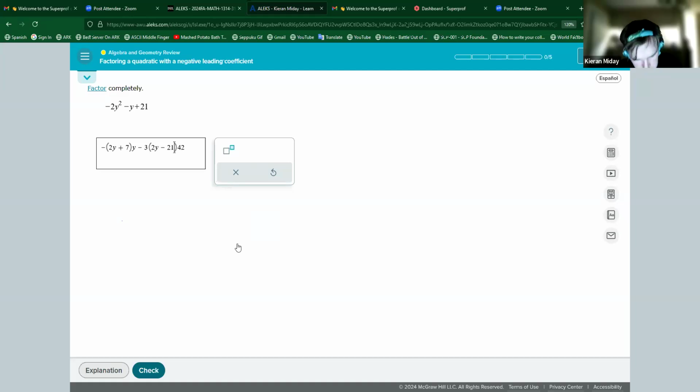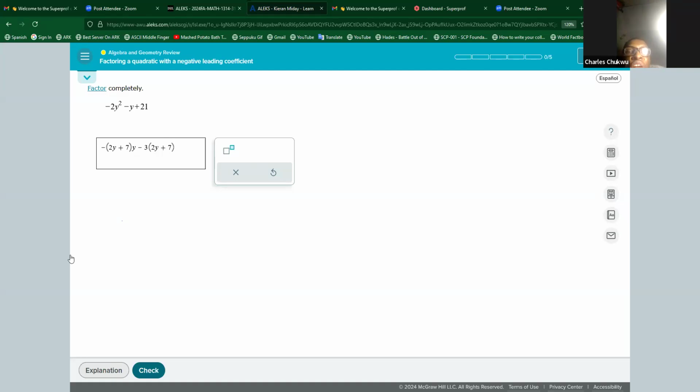And take out the 42. 7, not 27. Oh, sorry. Yes. Okay, cool. Plus 7, actually, because of the minus dividing by minus.